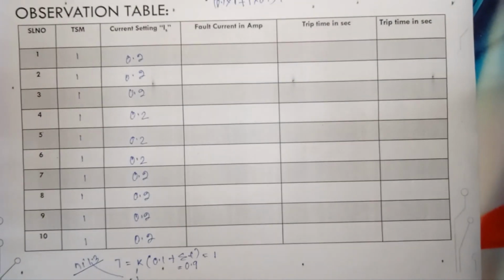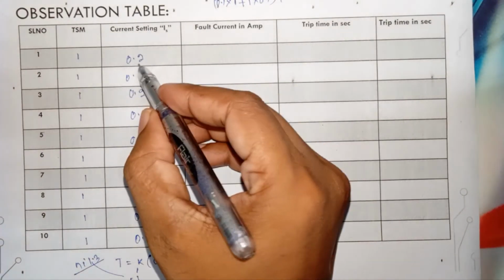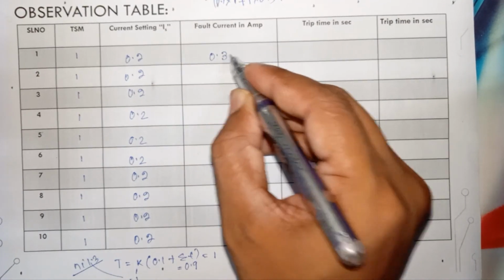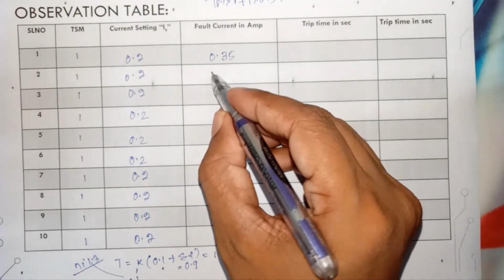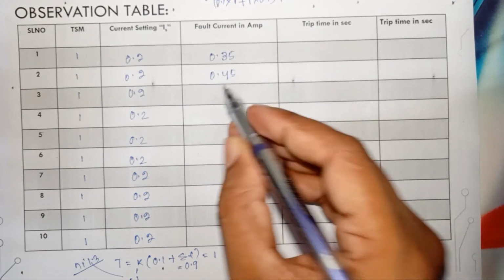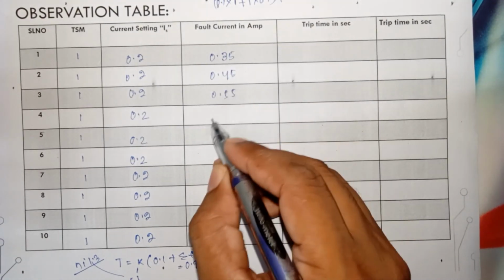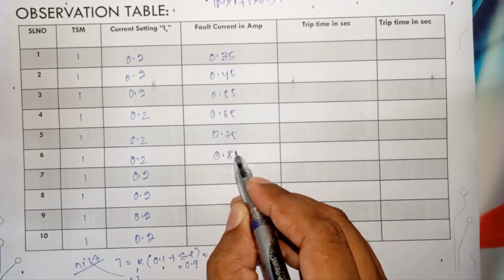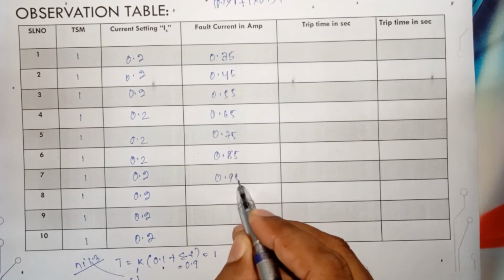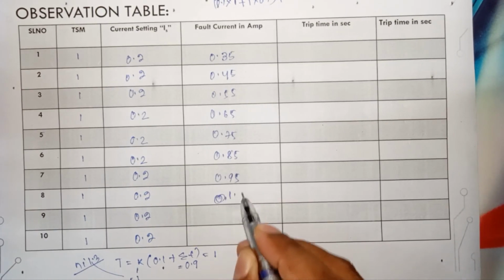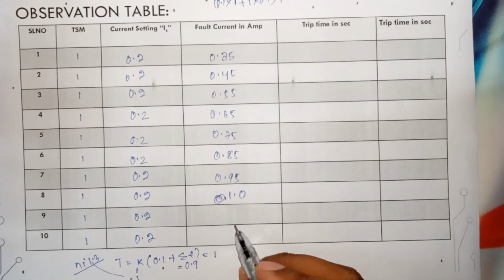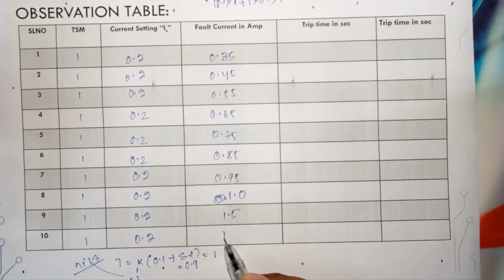And fault current, how much fault current will we give? Generally, more than 0.2 you just have to give. So you just have to give 0.35, next 0.45, next 0.55, 0.65, 0.75, 0.85, 0.95, 0.1, then we can opt for some higher current at 1.5 and 1.8. Like that we have to give.